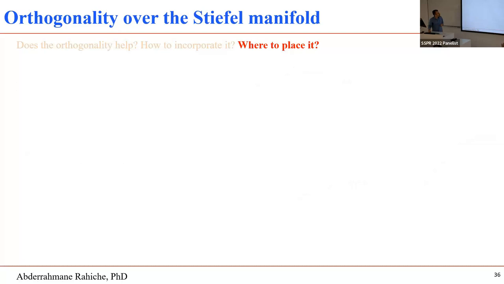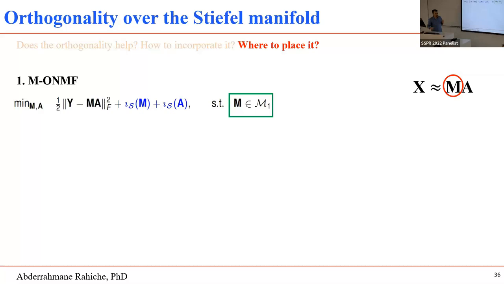Another point to settle before moving forward is where to place the orthogonality. In the NMF problem, we get two factors or three. So on which factor can we put this constraint? Fortunately, the problem is flexible, which allows us to either place this orthogonality on the M matrix, the A matrix, or on both of them.